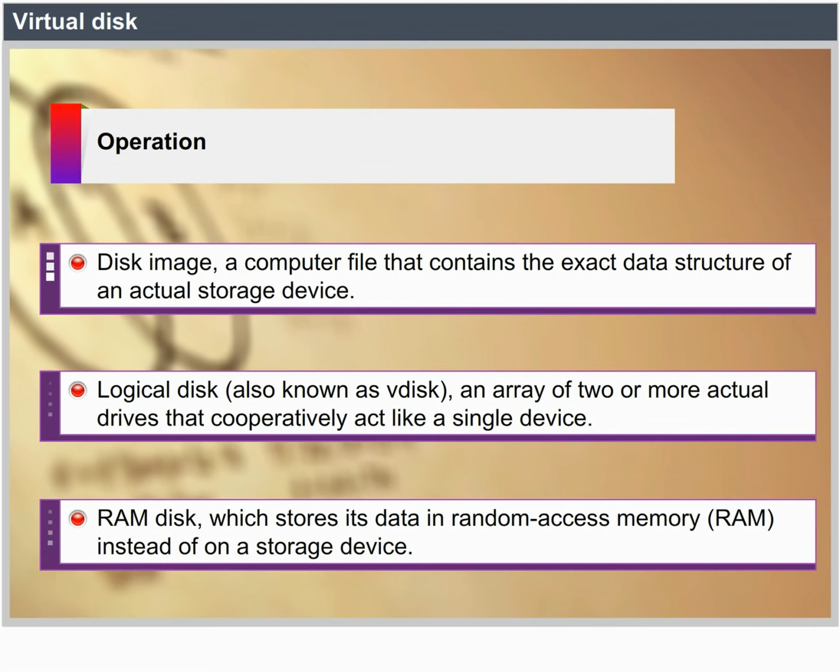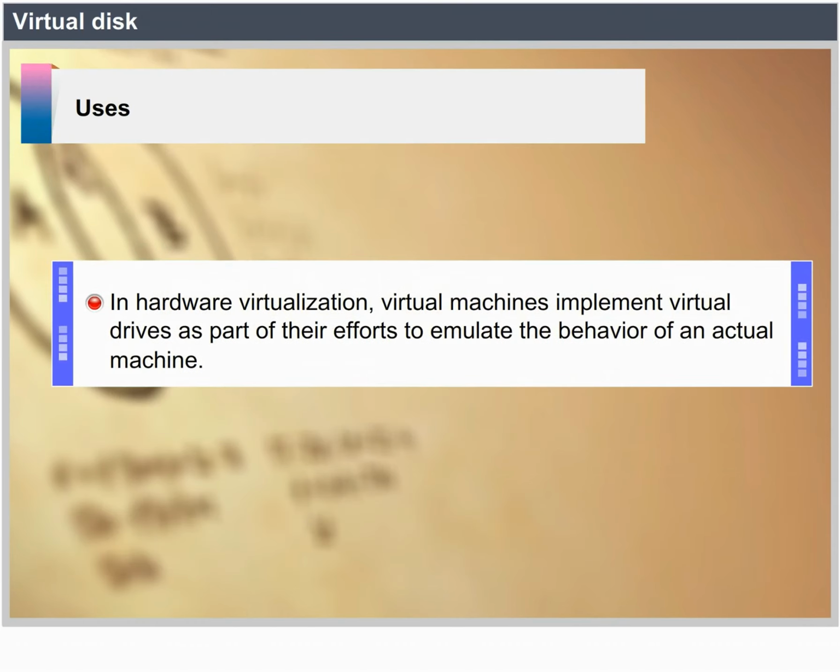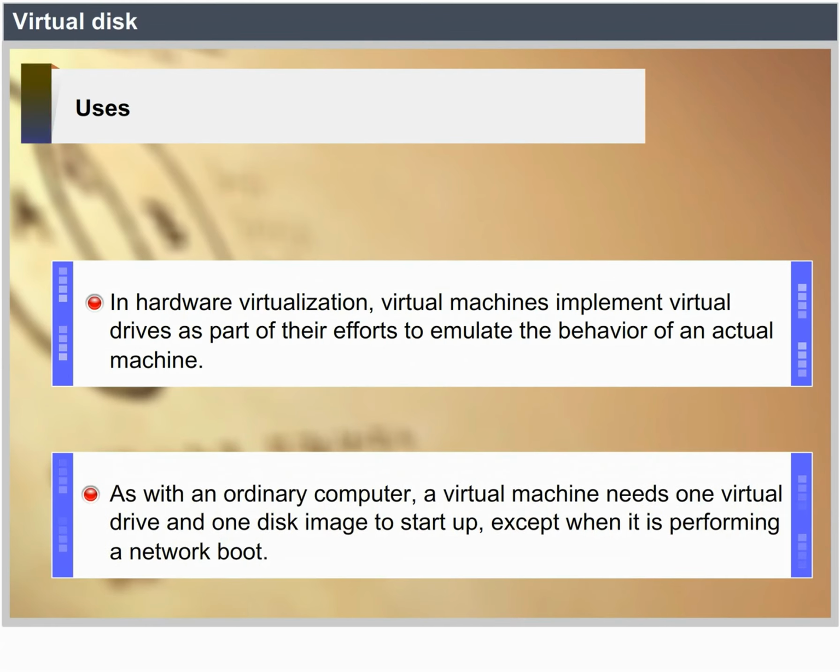Uses. In hardware virtualization, virtual machines implement virtual drives as part of their efforts to emulate the behavior of an actual machine. As with an ordinary computer, a virtual machine needs one virtual drive and one disk image to start up, except when it is performing a network boot. More virtual drives are added as needed.